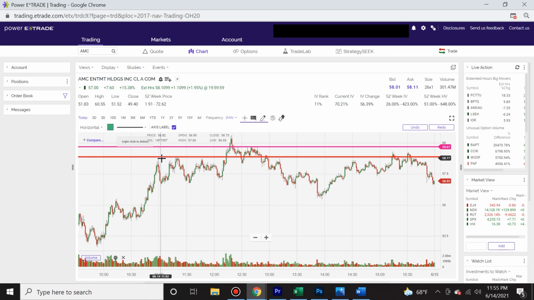Now on this chart here, this is today's AMC trading chart, and you can see there were a few peaks here that we were able to connect and create a resistance line and another resistance line up here. Now bear in mind, it can be for a minute, an hour, a day, a month, a year. This all depends on the strategy that you're using.